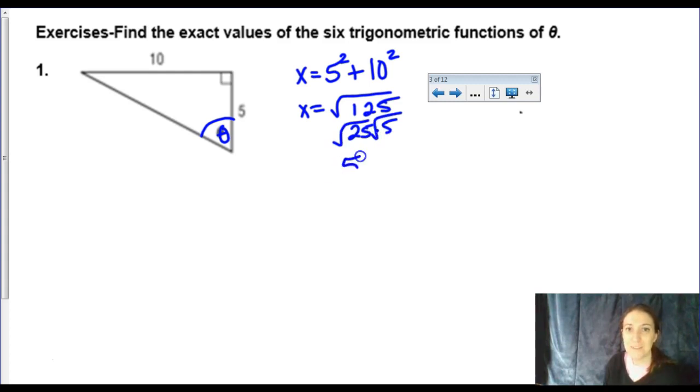Alright, so this, when I reduce the radical, becomes 5 square roots of 5. So there's my hypotenuse, 5 square roots of 5. Gosh. There's my hypotenuse. And now I'm going to come up with the 6 trig functions.